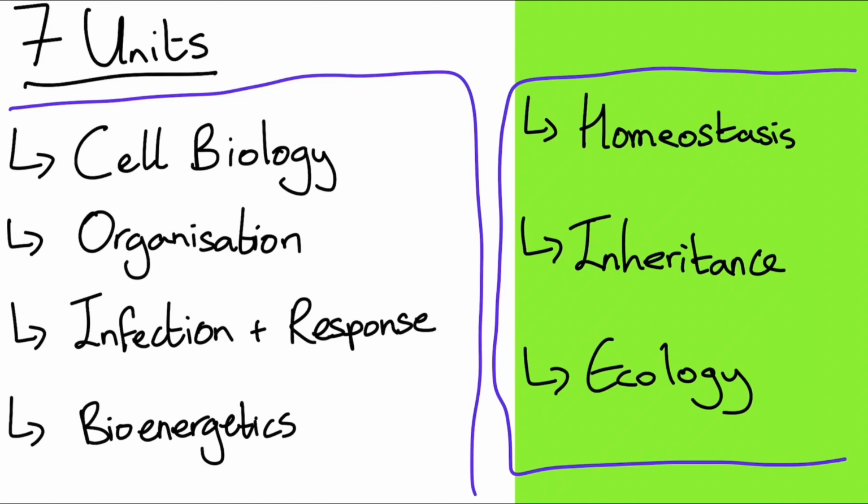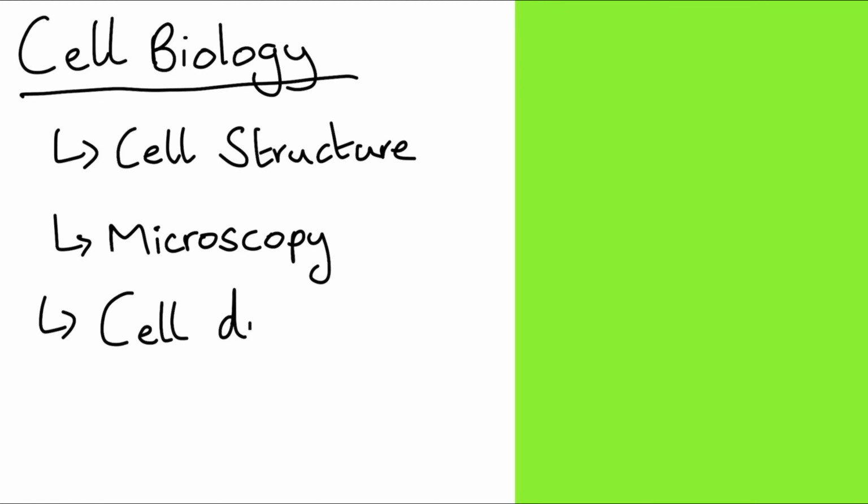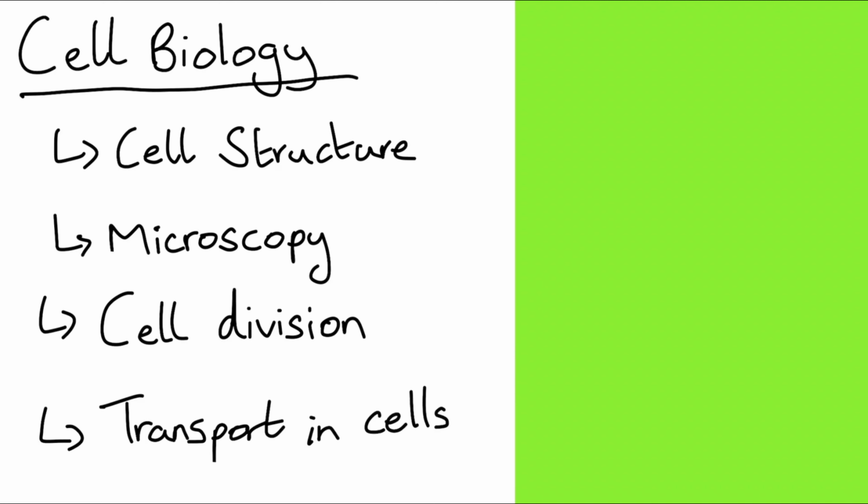In this video though, we'll do a quick run through of each of these topics and then what's included in each. The first topic you'll look at is cell biology. This covers the absolute basics of biology as a whole, which most of it you'll be able to refer back to again and again throughout the entire course. This covers content such as cell structure, microscopy, cell division, and transport in cells. And transport in cells is probably one of the most important bits of this module as well.